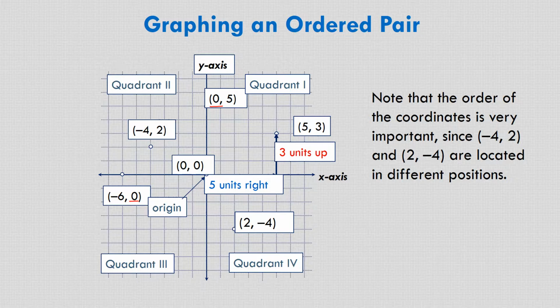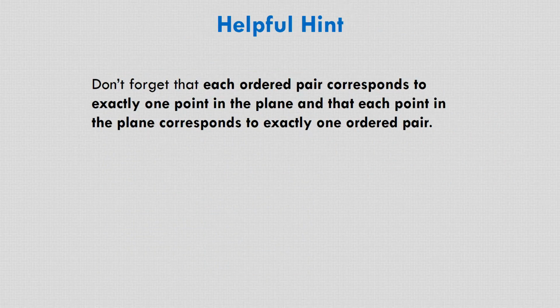But it also means that I went from the origin over 2 units to the right and then down 4 units. So here, if you end up plotting a point and it's on another point, that means that you messed up because coordinate points are very unique and they correspond to exactly one point in the plane, nowhere else. So be mindful of that as you.